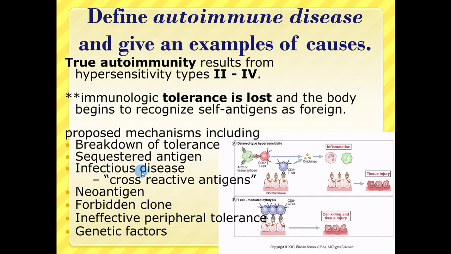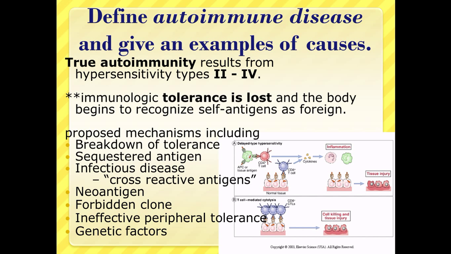Right, and then the last section here. So define autoimmune diseases, give examples of the causes. Autoimmune diseases that are true autoimmune diseases are either type 2, 3, or 4. And the whole point of this is that you've lost tolerance to self. Your immune cells, they don't recognize you as being self anymore. They recognize you as being foreign. So they try and attack you. They try and kill your tissues. And there are a couple mechanisms down here that you can see that cause it. One's breakdown of tolerance. It just means that the body recognizes self-antigens as foreign. So that's just a simple term.